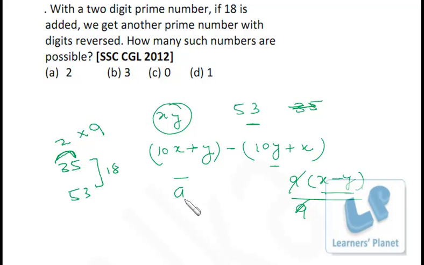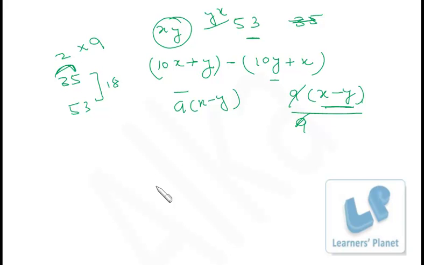That is 9 times x minus y. So if x minus y is 2, that means the difference between the digits is 2, then the difference between xy and yx will be 18, that is 9 times 2. You can take any other examples also. Suppose you have the numbers 47 and 74. The difference between the digits is 3, so the difference between these two is 9 into 3, 27. So that you can calculate easily.